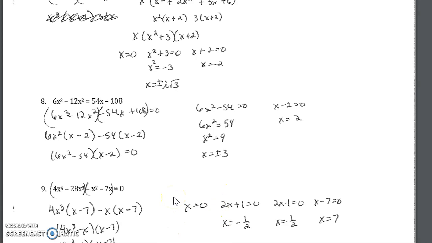You're going to do factoring by grouping. And so you would have 2x plus 1 and 2x minus 1, because that's the difference of perfect squares. And then your other answer should also be 7. So 4 answers, 0, negative 1/2, positive 1/2, and 7.